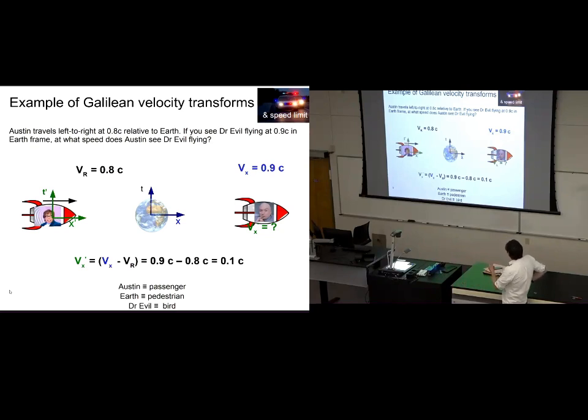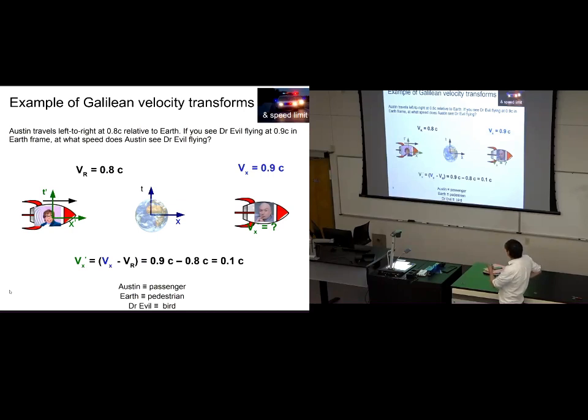These speeds are large. I indicated here that Austin Powers is moving at 80% of the speed of light with respect to Earth, 0.8 c. So he's going fast. He's chasing Dr. Evil. Dr. Evil is going at a speed of 90% of the speed of light with respect to Earth. And the question is, how fast is Dr. Evil going with respect to Austin Powers, traveling in Austin Powers' reference frame?